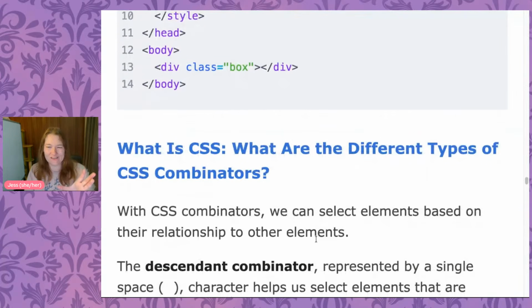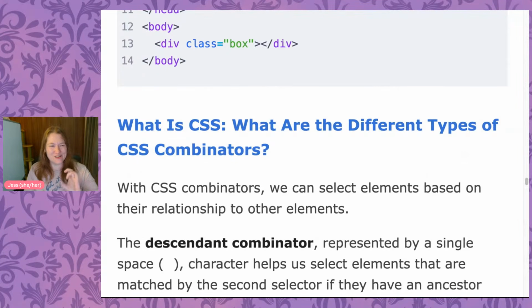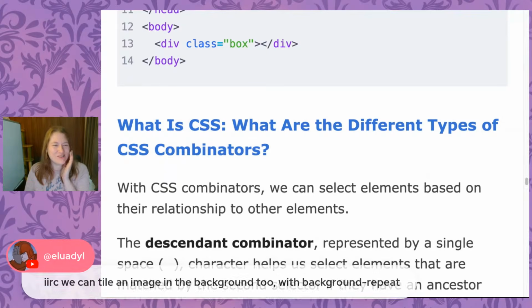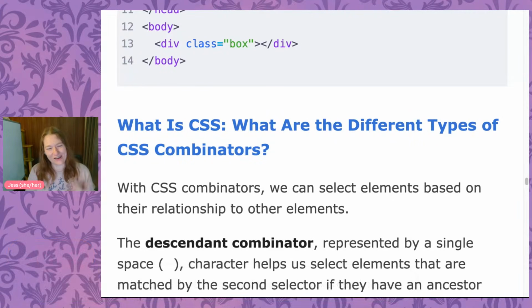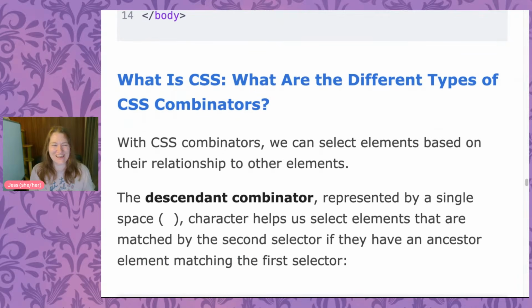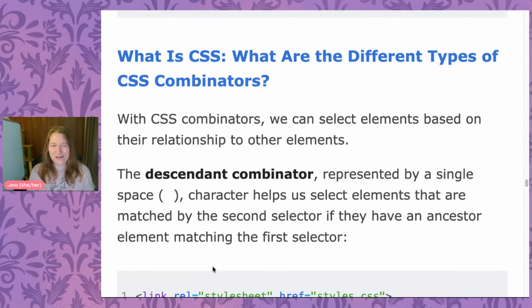So combiners, great. Oh gosh, this is a good point. We could tile an image in a background too with background repeat. Oof, I just got a strong nostalgia for 1997. I definitely had a bunch of background image, tiled image websites, and they had a stone effect that I had applied with, I believe it might have been MS Paint.